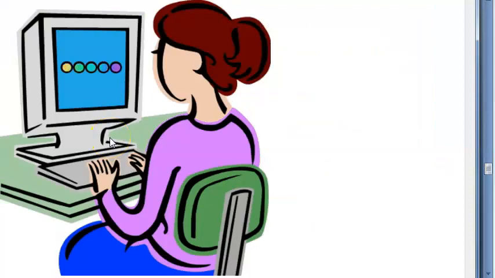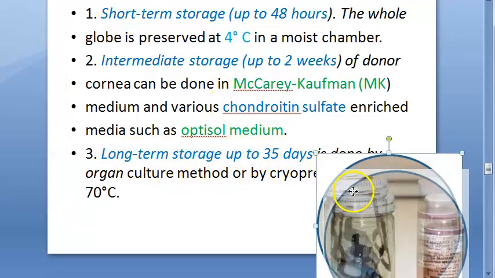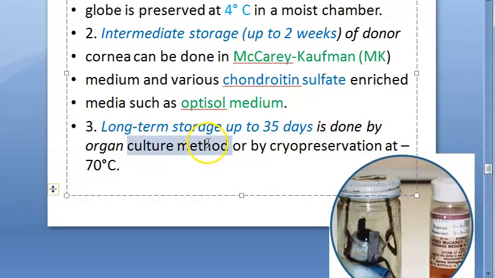What are we looking at? Storage. Storage of what? Of the cornea. Cornea tissue. Okay. Long-term storage up to 35 days. Organ culture method they are doing. Cryopreservation at minus 70 degree. Shouldn't this be minus? Yes.